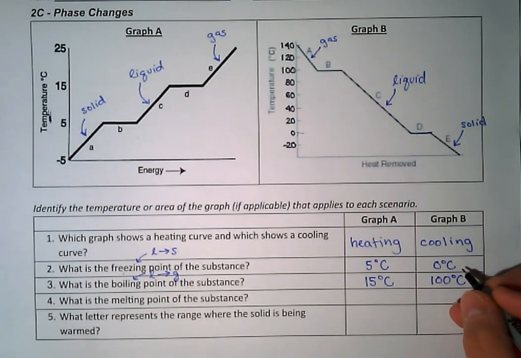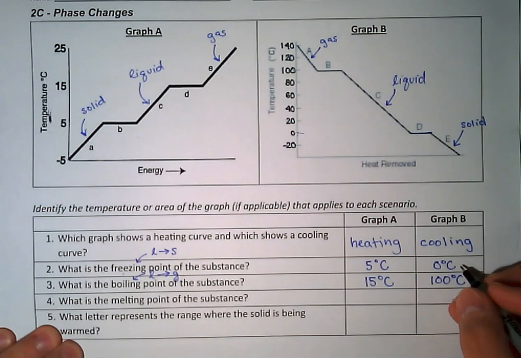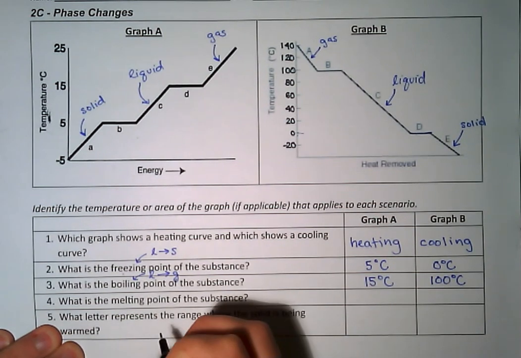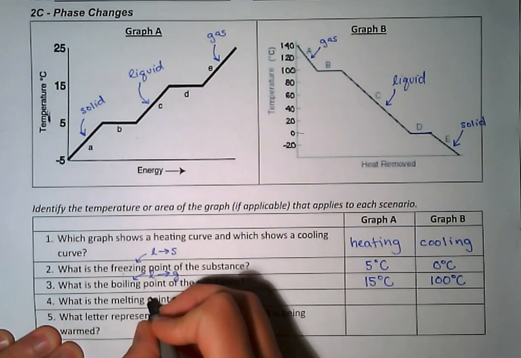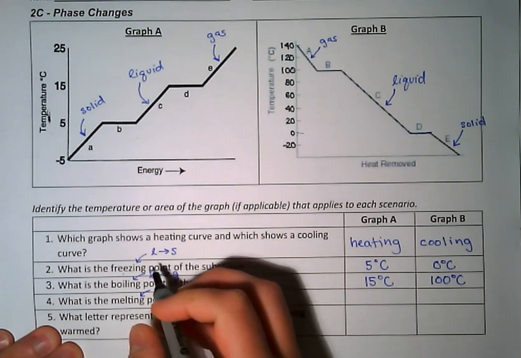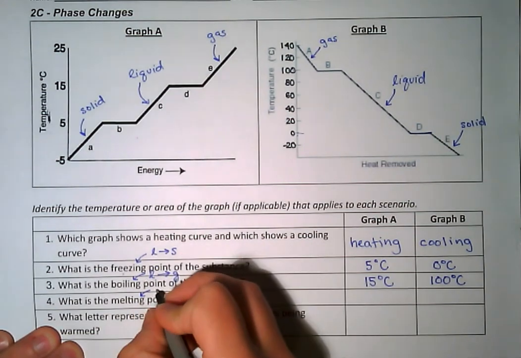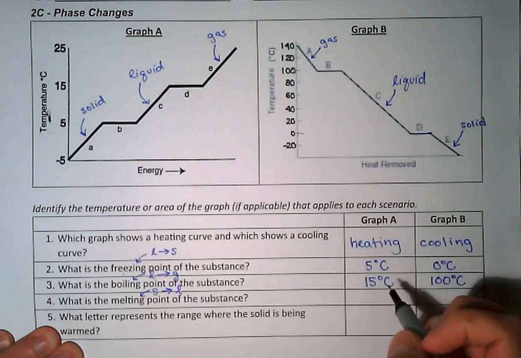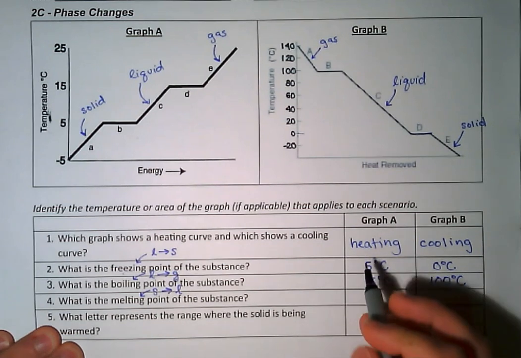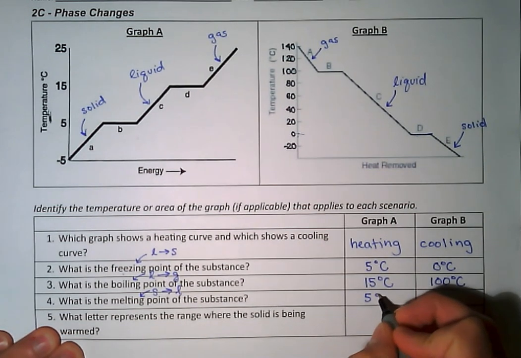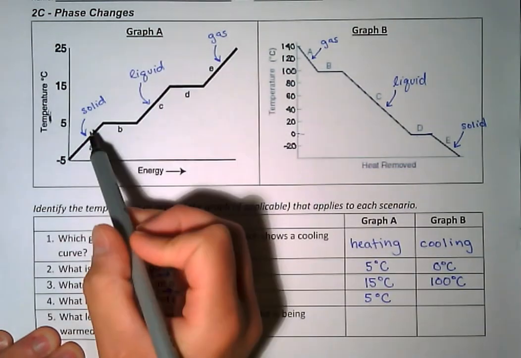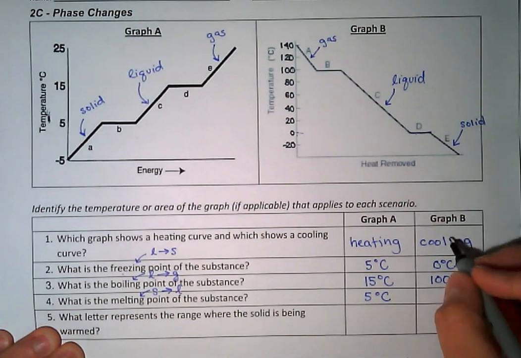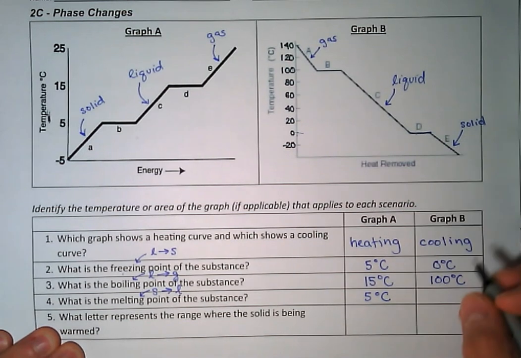Then we have, what is the melting point of the substance? And so we already said that melting and freezing occur at the same temperature on the graph. It's just that with melting, instead of going from liquid to solid, we are now going from solid to liquid. But it's going to occur at the same exact point as freezing. So we already checked this, 5 degrees Celsius on graph A, right here where it's going from solid to liquid. And then on graph B, it's going to be at 0 degrees Celsius.